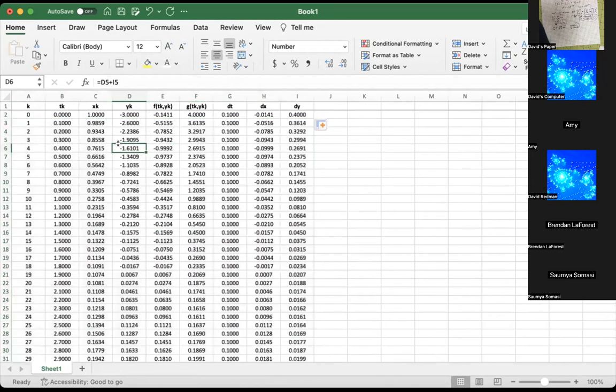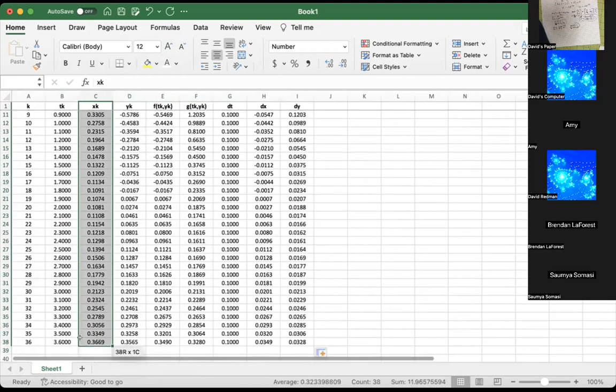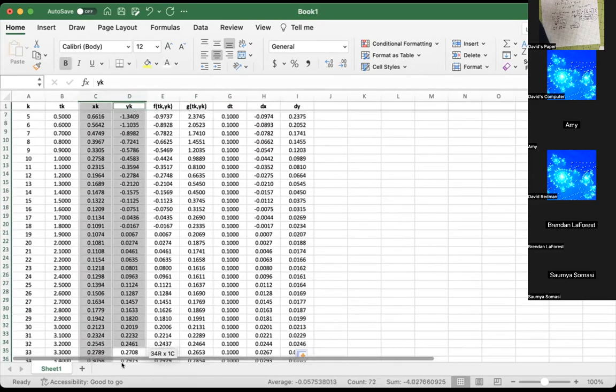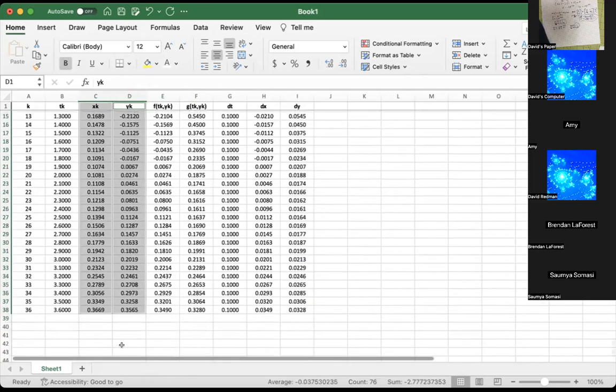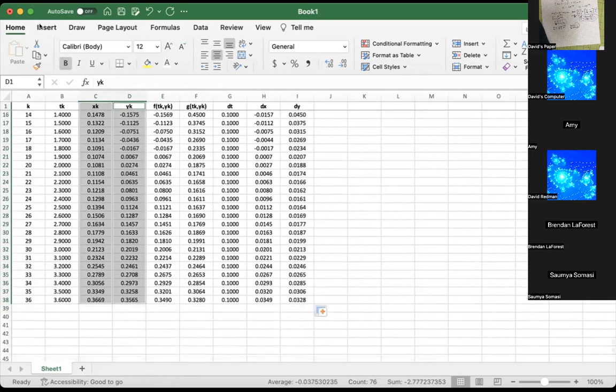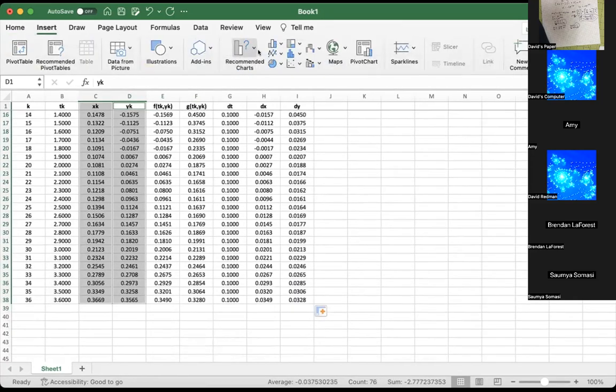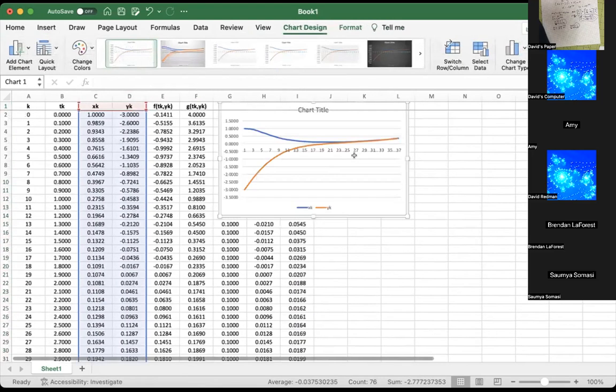Let's insert a chart with XK and YK. I highlight those. I want to insert a chart. Oh, what kind of chart? Line chart might be okay. And that does not look like I want it to look. Sorry, so let's go back and see what's going on here.